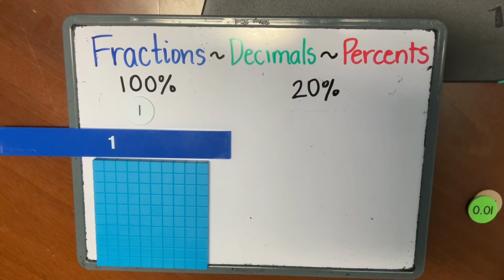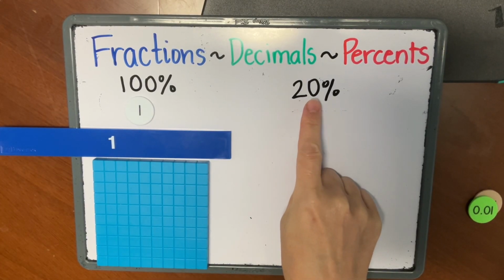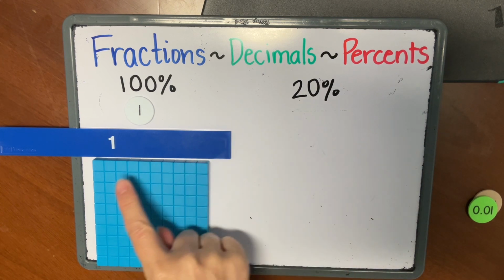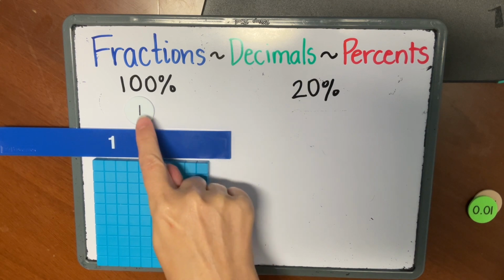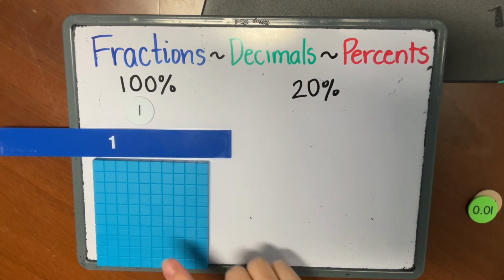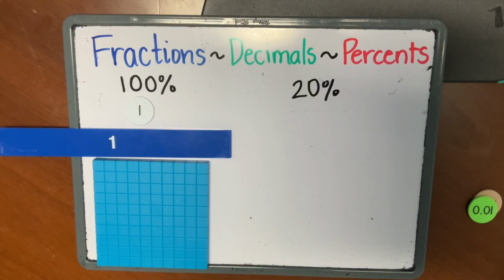Let's use these same tools to look at other percentages, such as 20%. If I've done 20% of something, or ate 20% of a whole cookie, what decimal would that be? What fraction tile would that be? And what base 10 block would that be? Pause the video and see if you can build that using our tools today.